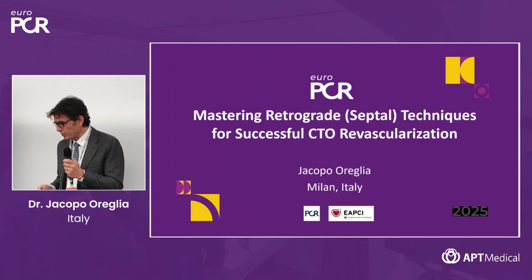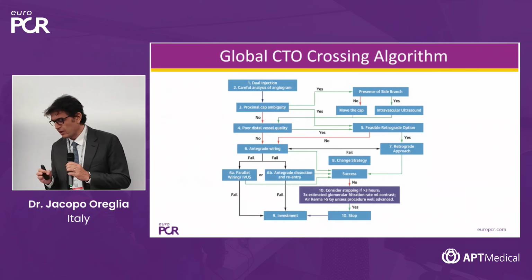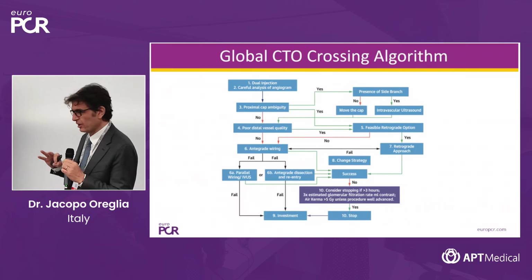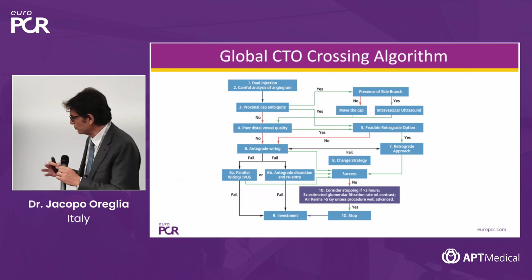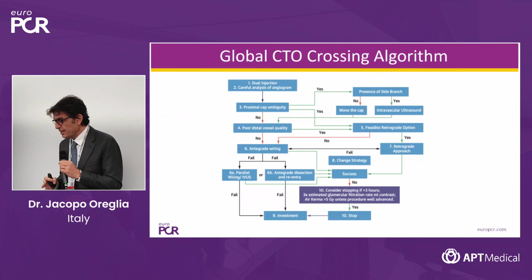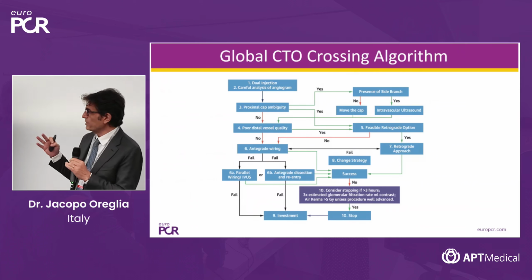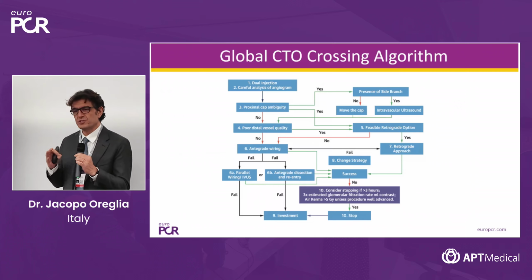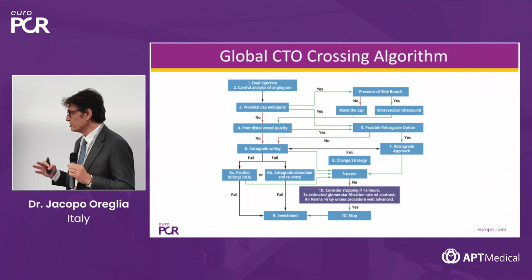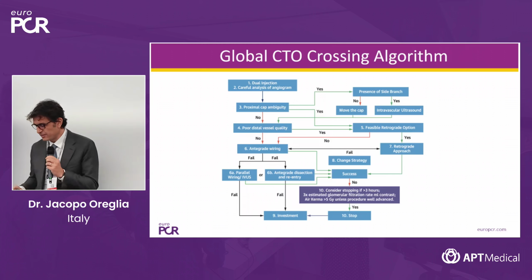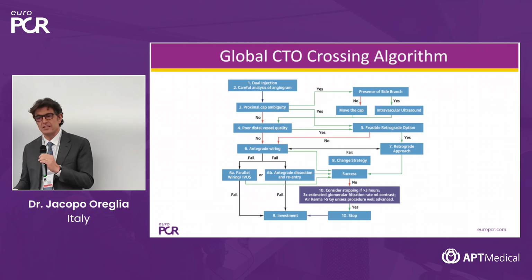And of course, we will focus on this retrograde session on how to track vessels and how to do the reverse CART and something else. So as you mentioned before, we start our procedure based on the anatomy. So it is the anatomy that dictates the strategy we want to do. And this is the global algorithm.